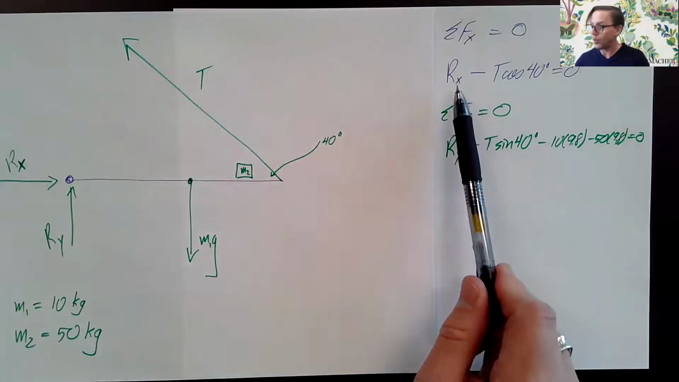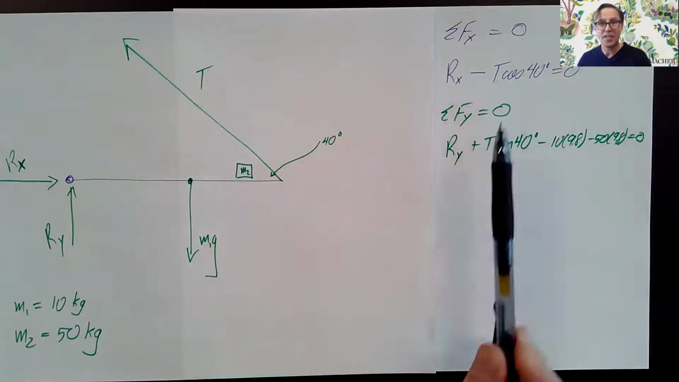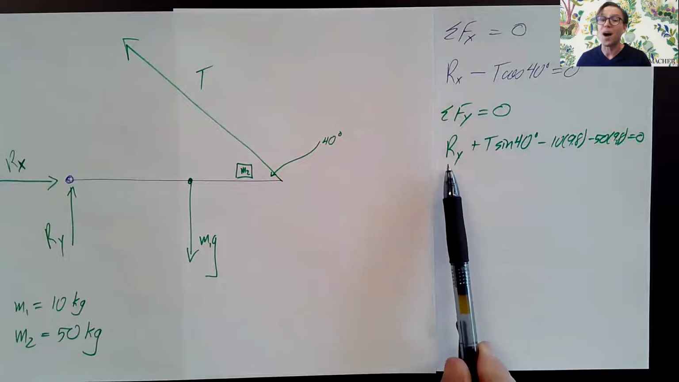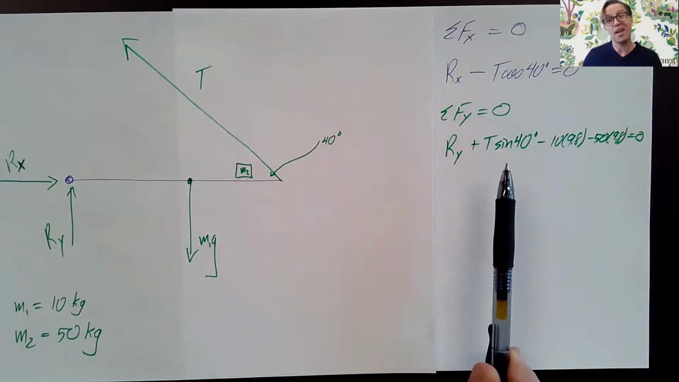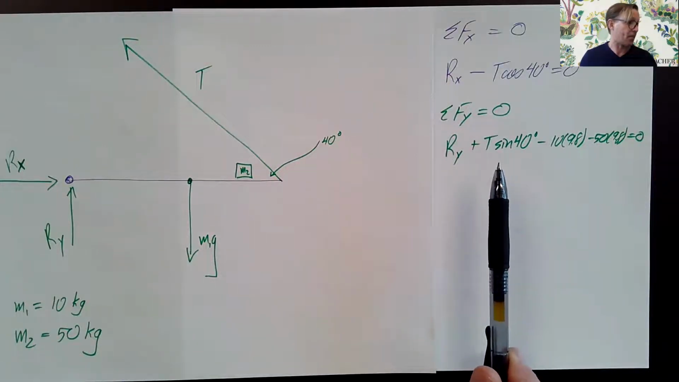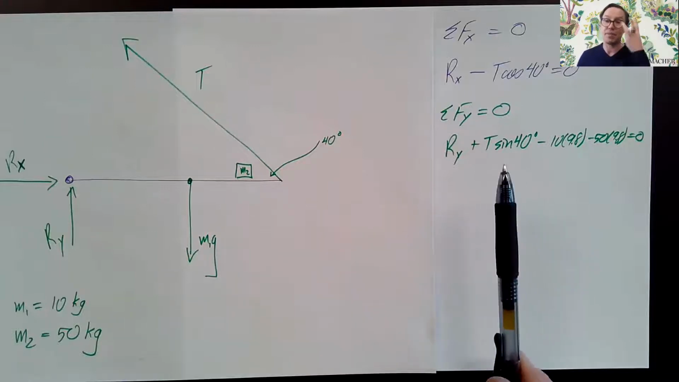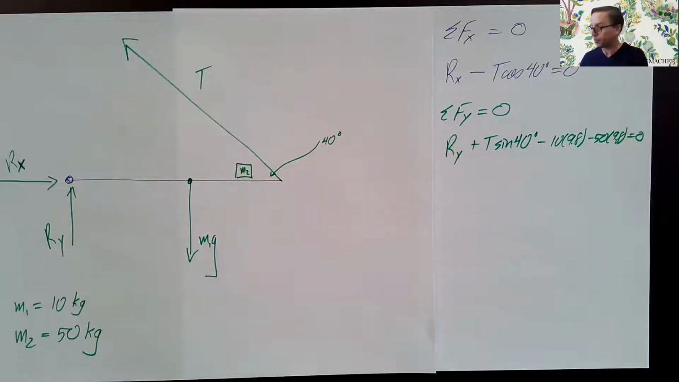This equation has two unknowns, Rx and T. This equation has two unknowns, Ry and T. So overall, I have 3 unknowns. I'm not yet ready to solve because I have 3 unknowns and only 2 equations.